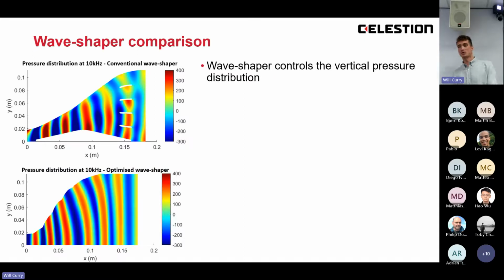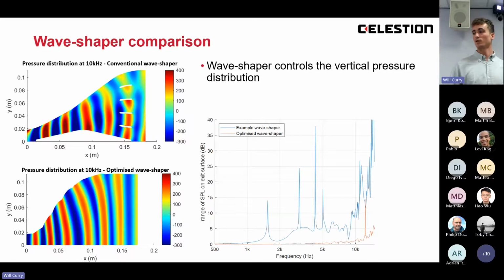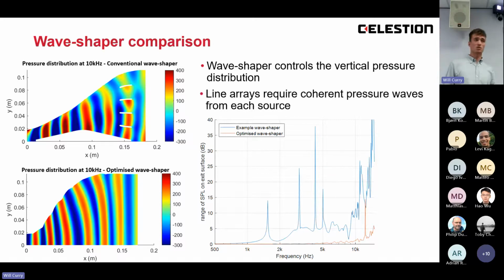In contrast, this is the pressure distribution, again at 10 kilohertz, but now on an optimized wave shaper. And the pressure waves are really aligned to that exit surface. This is the range in sound pressure level across a broad frequency range, across all of the nodes on the exit surface. And it shows how in the optimized wave shaper, the range in sound pressure level is dramatically decreased. And this is really important because a line array requires coherent pressure waves from each source.